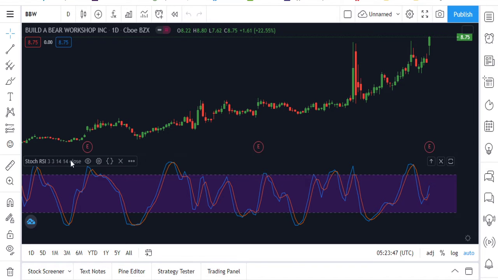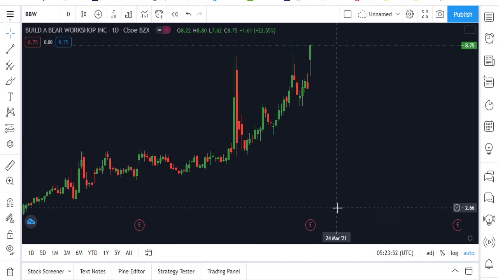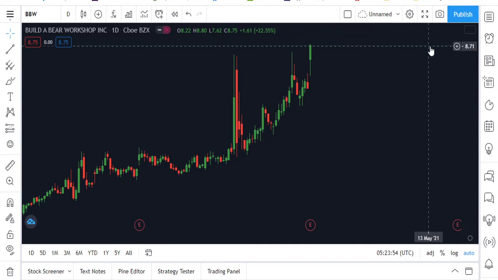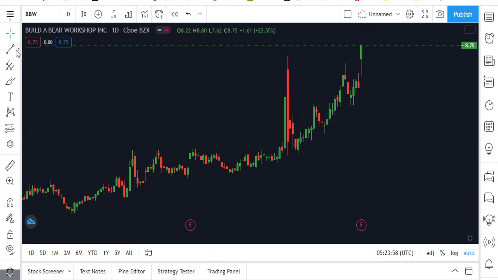There we go. Just going to get rid of this. And this is what it's looking like. So you've got a Bear chart, the current price right here, 875. I'm going to draw some trend lines, some support and resistance.